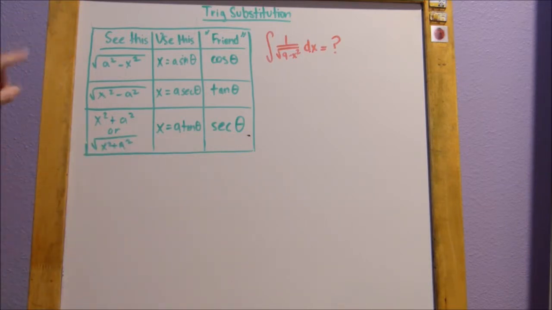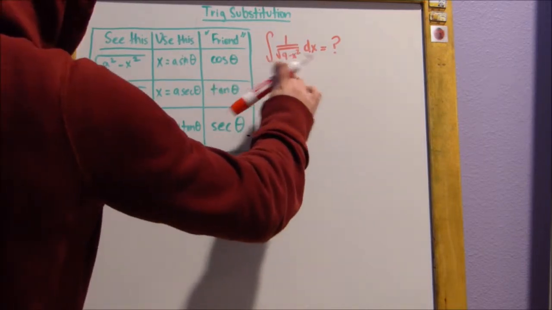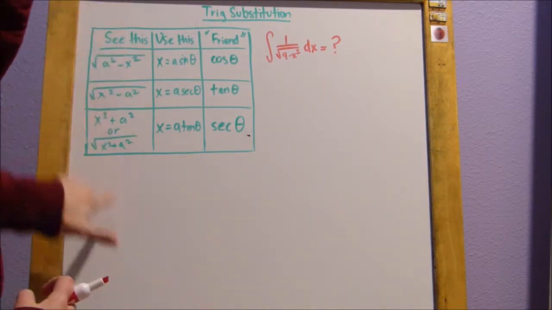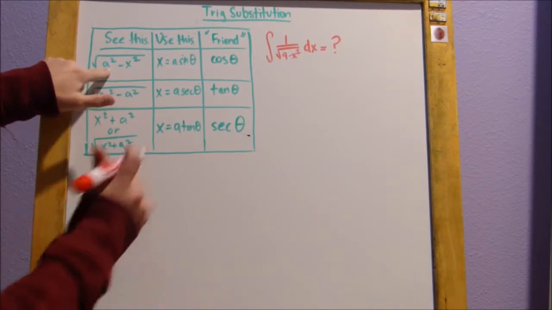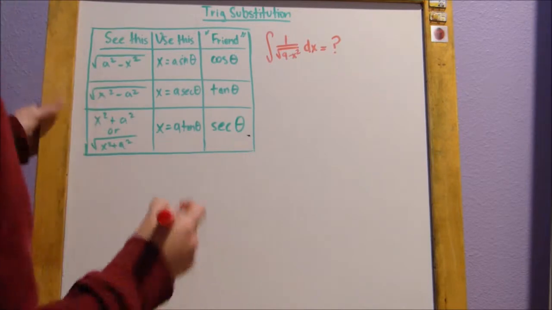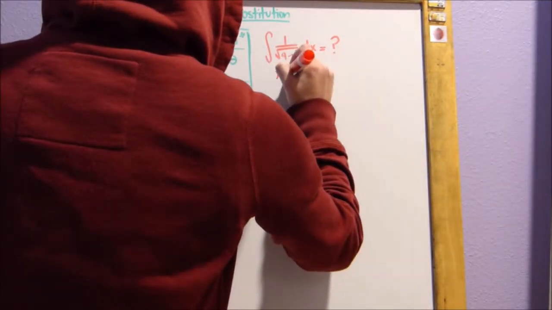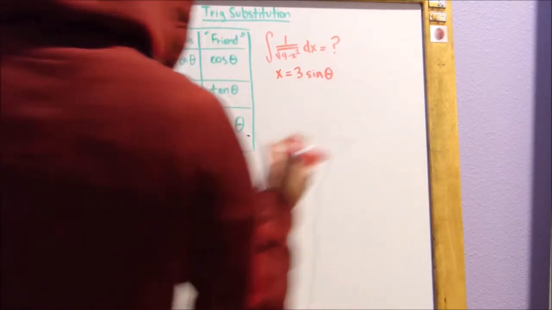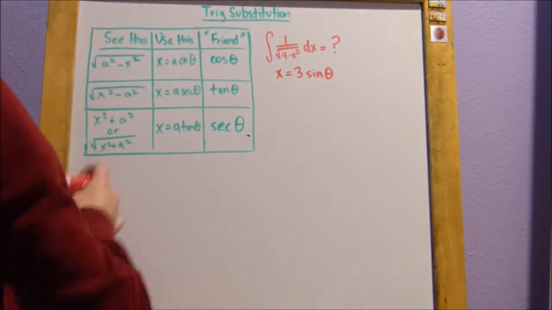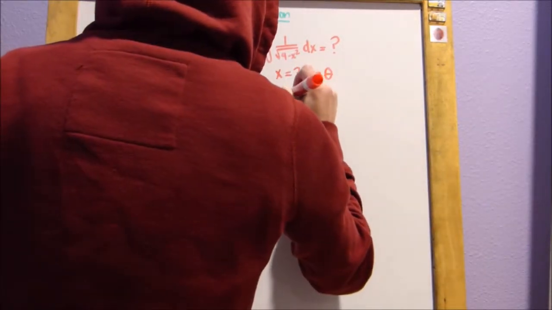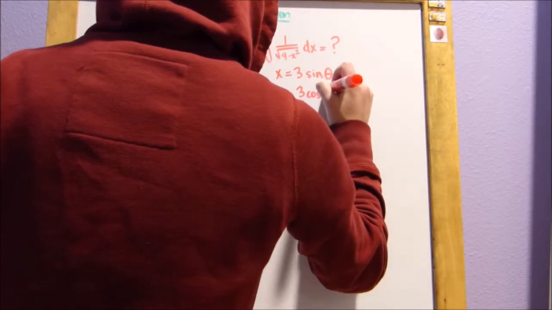So what we're going to do here is evaluate this: 1 over the square root of 9 minus x squared dx. So let's go down this column. Since a is a number, our a is 3, right? So the first thing we do is set it up as x equals 3 sine theta. We're going to use this. Now the next step is to find the derivative of that. So dx equals 3 cosine theta, right?